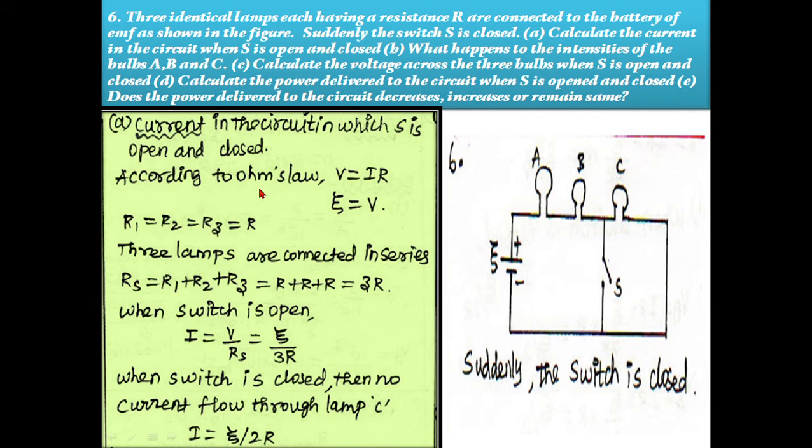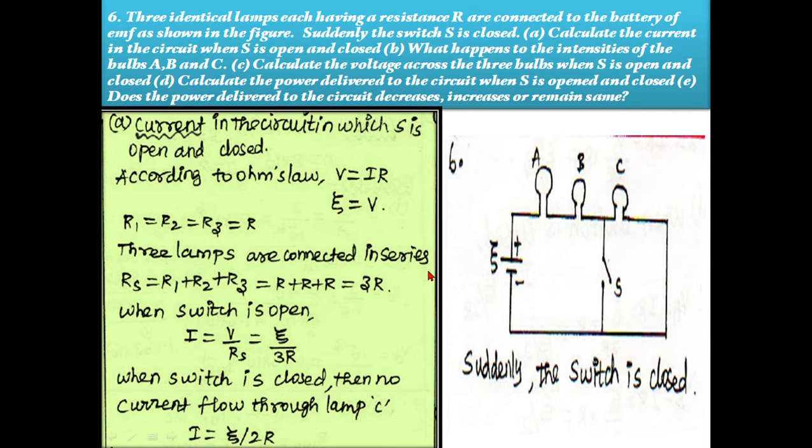According to Ohm's law, already we know the formula, V is equal to IR. Here V is nothing but ψ. ψ means the EMF of the cell. EMF of the cell is nothing but V, otherwise called potential difference. Here R1, R2, R3 are all the same resistance. That is why R1 is equal to R2 is equal to R3 is equal to R.